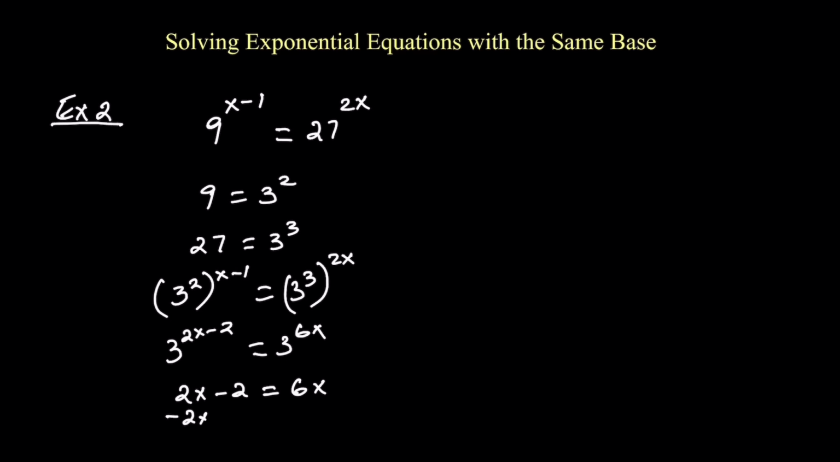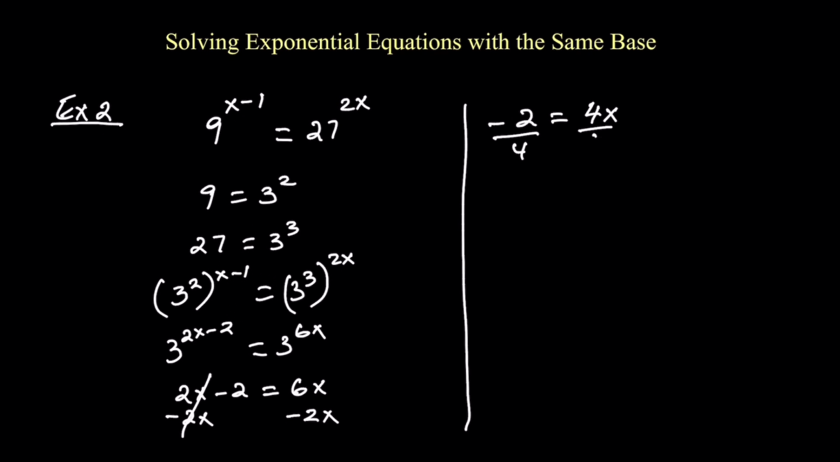Subtract 2x from both sides. Negative 2 equals 4x. Divide by 4. x equals negative 1/2.